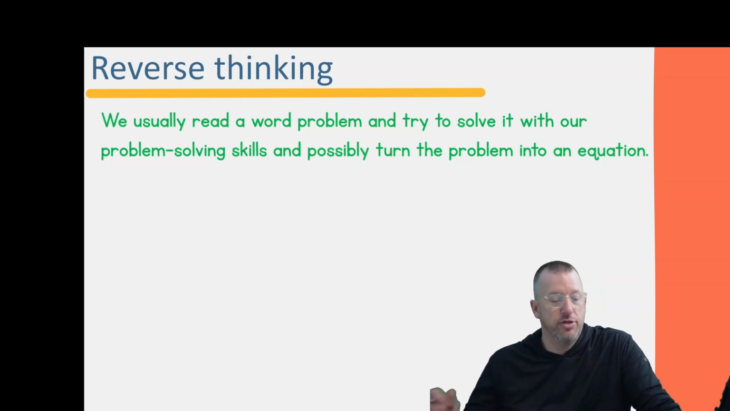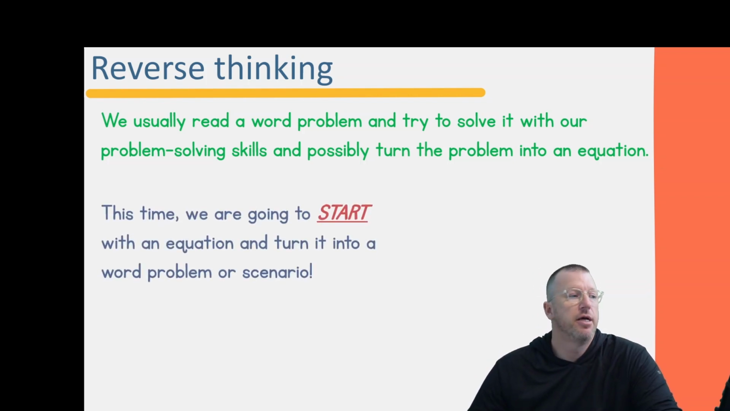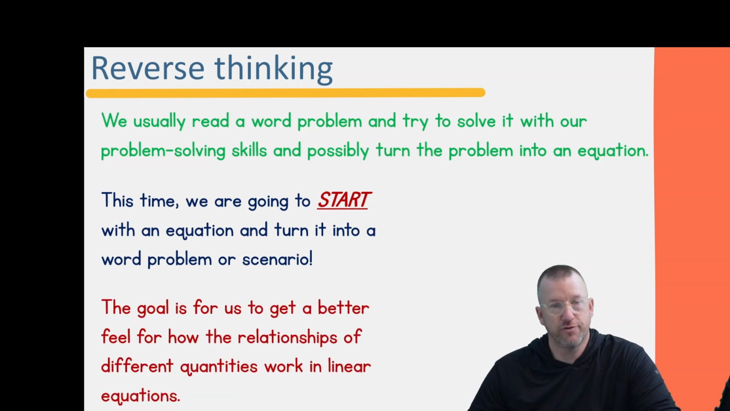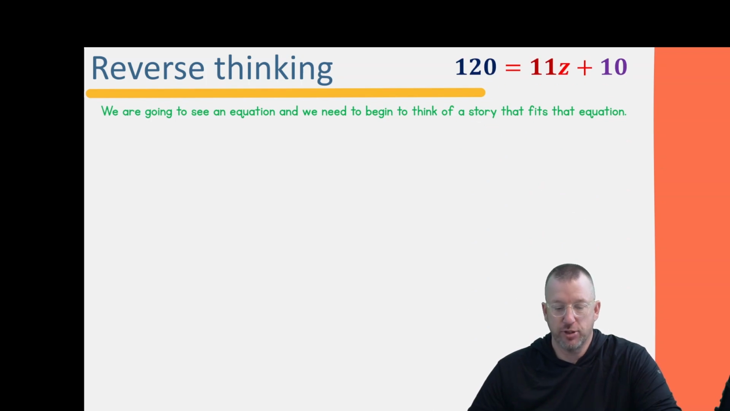And so what we normally would do is take that word problem and try to form an equation out of it and then use our math skills to solve the equation. Well, this time we're going to start with an equation and turn it into a word problem or a scenario. The goal is for us to get a better understanding of how the relationships of different quantities work inside that equation. Okay, so we're going to see an equation and we need to start thinking about making a story that fits that equation. So I'm going to give you some tips here that will make this a lot easier.